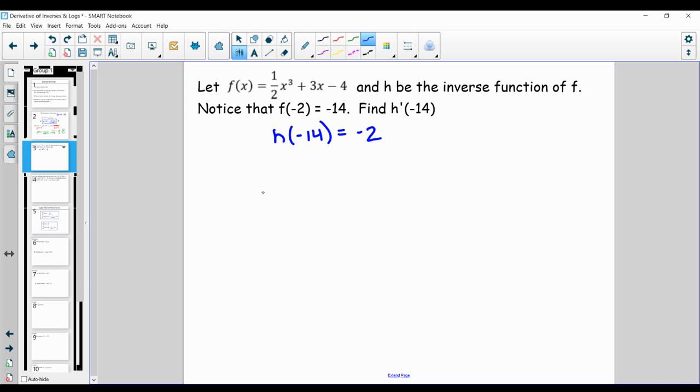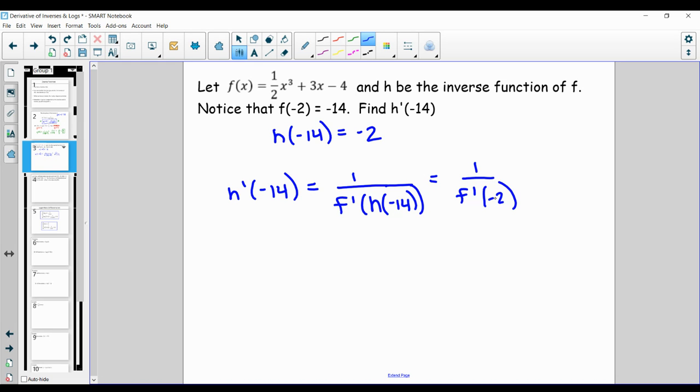So now when I go to find the derivative, h prime of negative 14, I have 1 over the derivative of the original function evaluated at the inverse, and it's going to be at that point of negative 14. So I have 1 over f prime of h of negative 14, which is negative 2. Here, they didn't tell me what the derivative of f is at negative 2. The previous problem they told me, here they didn't. But I'm given the function in this case.